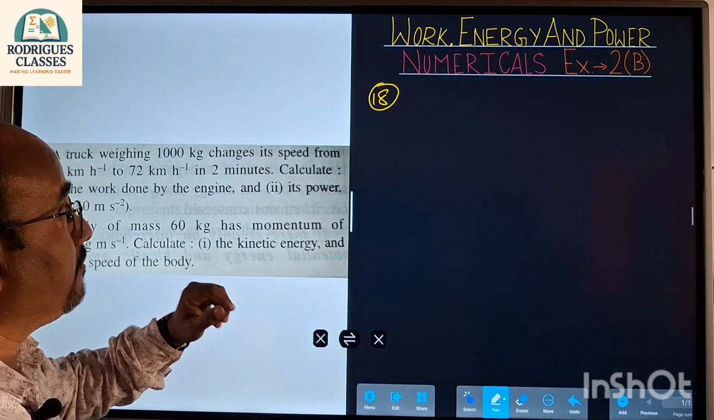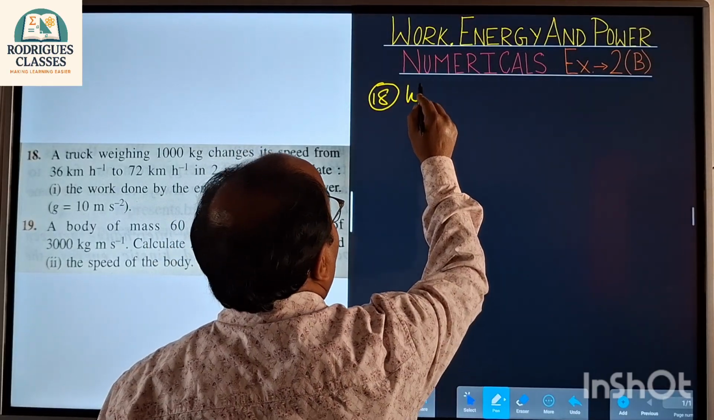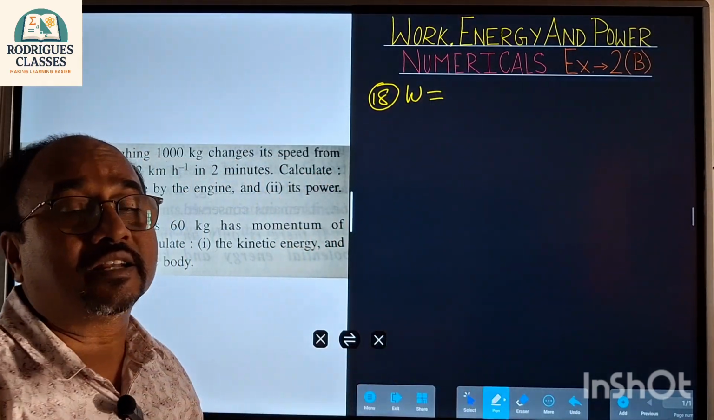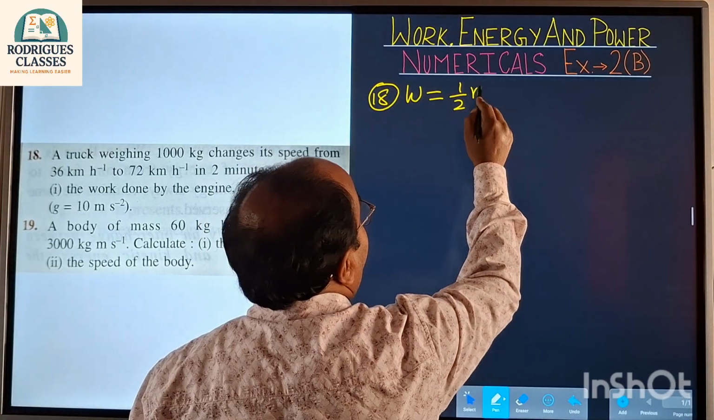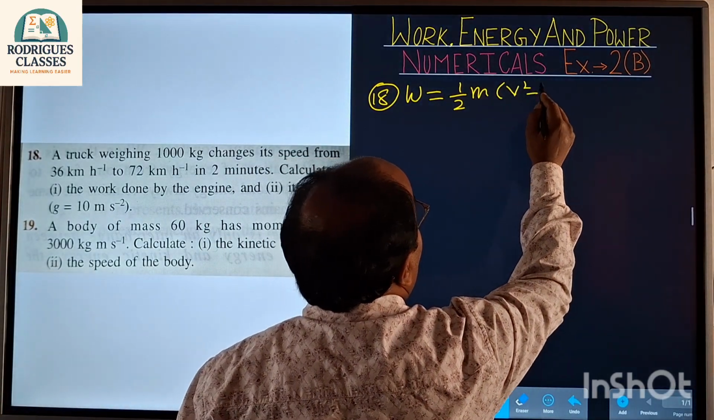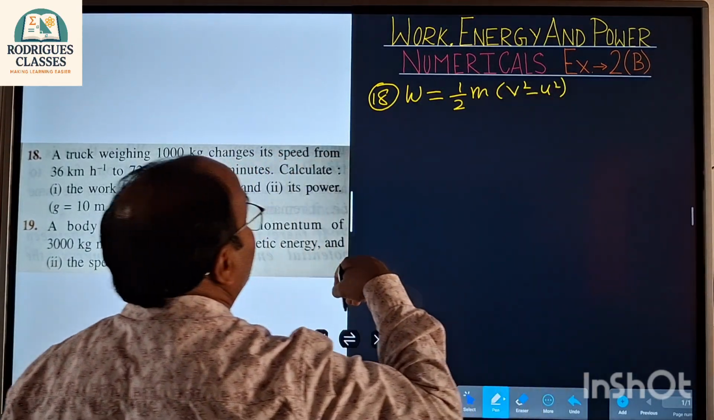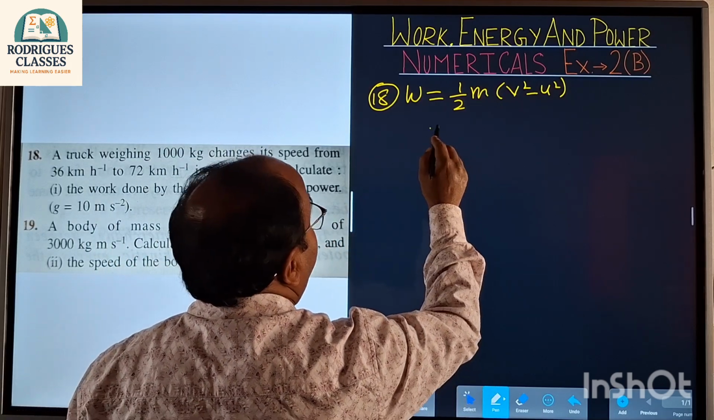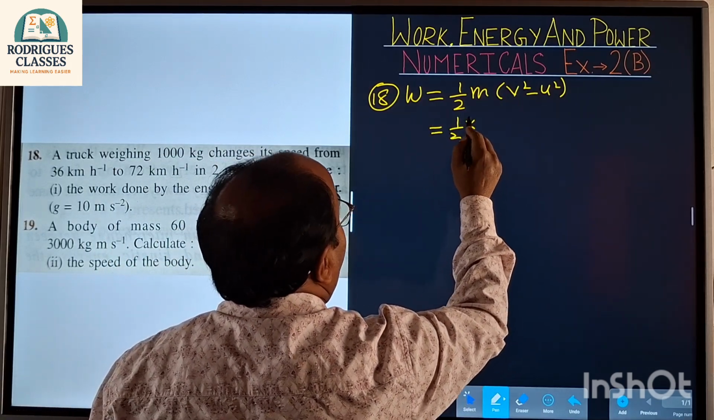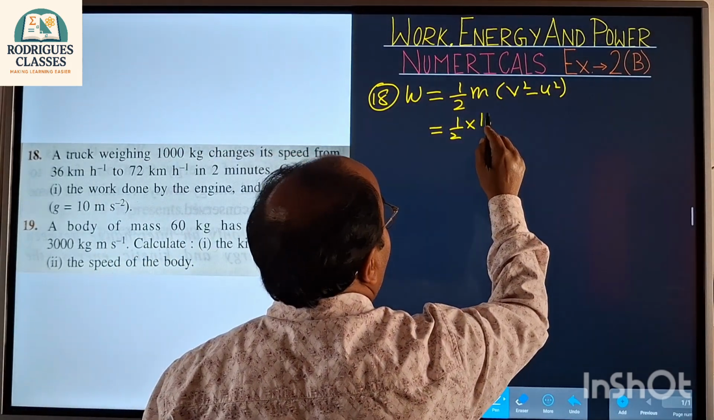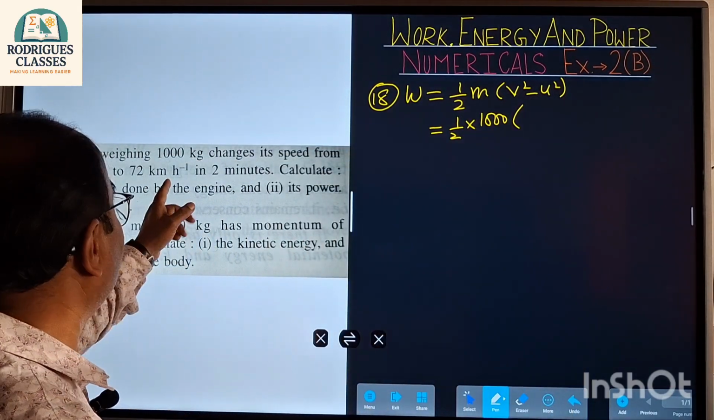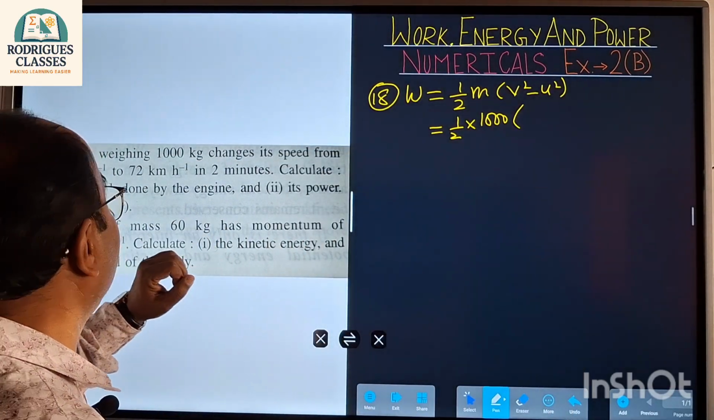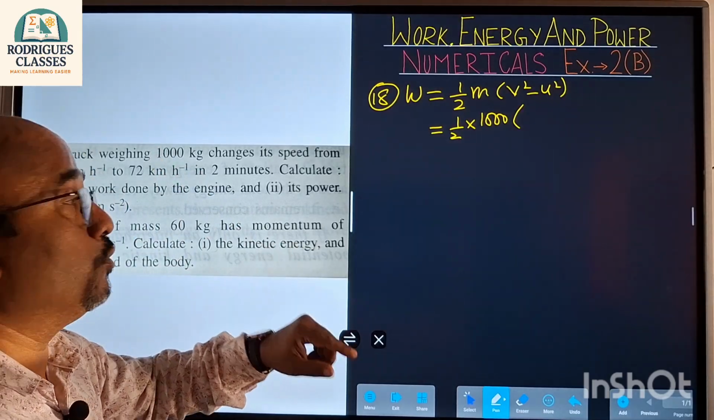So first of all, I will be writing here work done is equal to the change in kinetic energy according to the work energy theorem. So I will write that relationship directly. So I am finding the work done here. So half into mass is 1000, and the velocity which is there, 36 km per hour and 72 km per hour, needs to be converted.